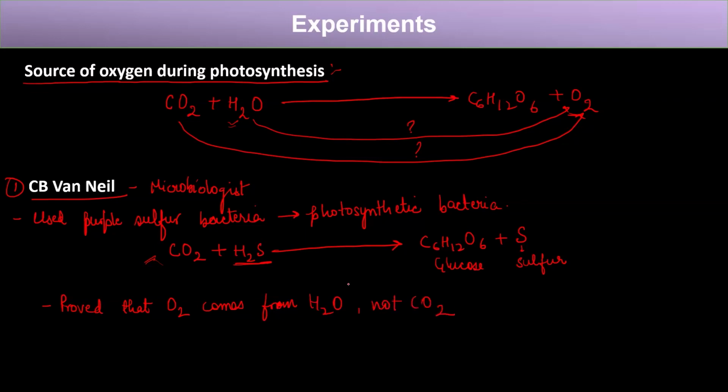But in this case also the photosynthesis is happening, right? But the photosynthesis done by purple sulfur bacteria is called anoxygenic photosynthesis. Why? Because in this case, no oxygen formation is taking place. So from this experiment, C.V. Van Niel proved that the oxygen is coming from the water molecule, not from the carbon dioxide molecule. Okay, so this is the one experiment.